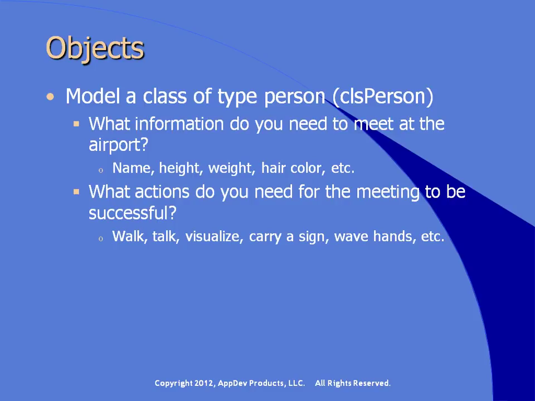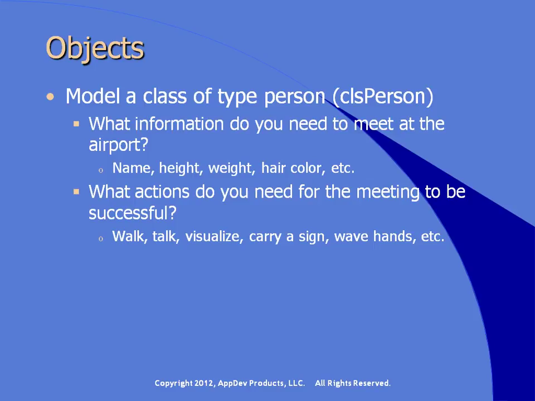So, once we've decided on the information that we want to collect about whoever is meeting us and what the candidate looks like from two different points of view, then we might say, well, what do I have to have this object capable of in order for this to be a successful meeting? Well, something as simple as walk, talk, visualize, carry a sign, wave hands, some form of acknowledgement. These are all actions that we would like this particular object called class person to be able to perform.